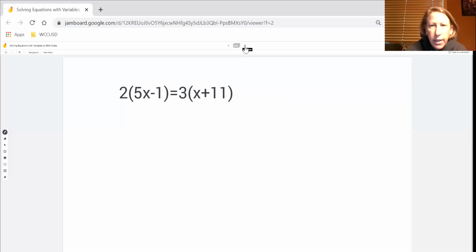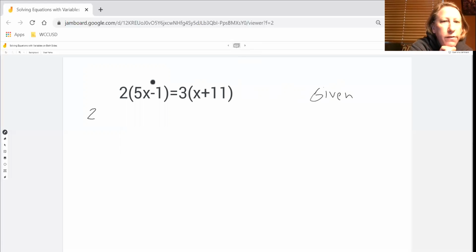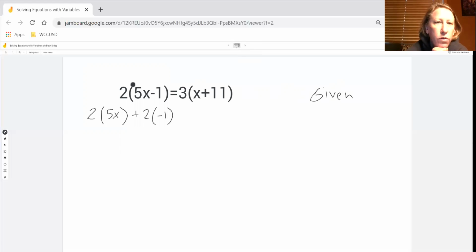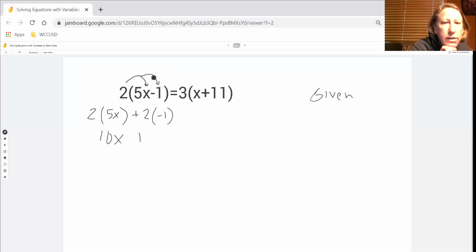So here's a more complicated example, and we're going to take it step by step. This is given to us. The first thing we're going to do is distribute. So we have on this side 2 groups of 5x minus 1, which we can distribute. We can think about it as 2 times 5x and 2 times negative 1. That's going to be 10x and negative 2.